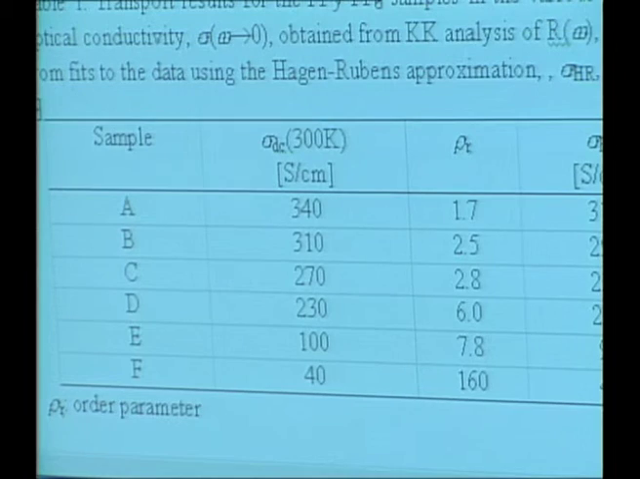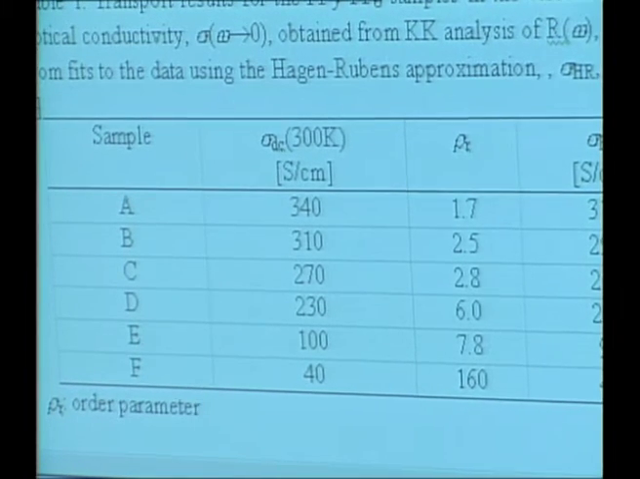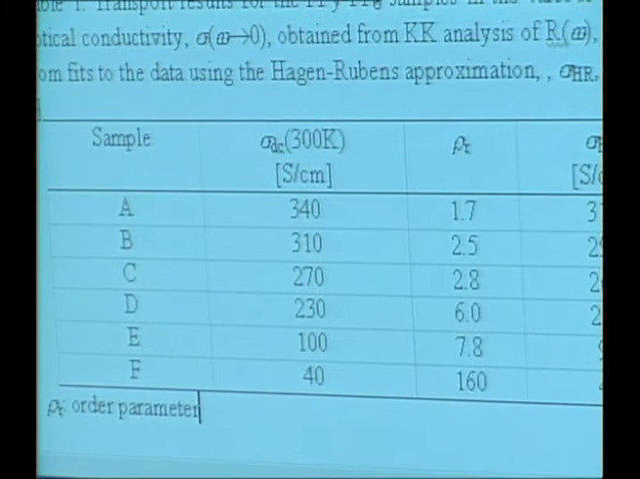This is telling me where I am on this phase diagram. If this resistance ratio is very large, then I'm in the insulating regime. If this resistance ratio is 1, I'm in the metallic regime.